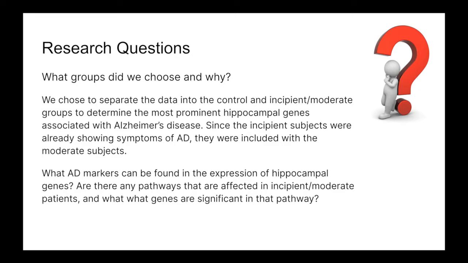The questions that we developed are: what Alzheimer's markers can be found in the expression of specifically hippocampal genes? And are there any pathways that are affected in these patients that already have Alzheimer's? And what genes are significant in that pathway?